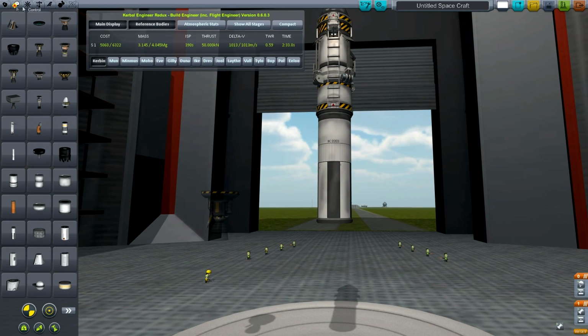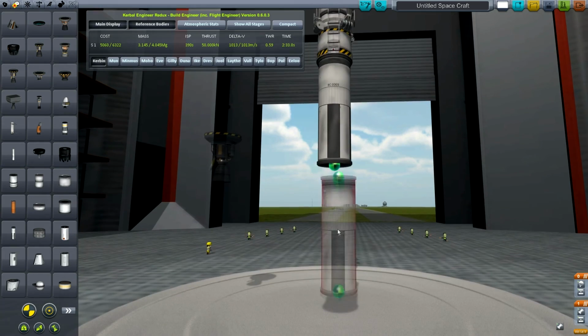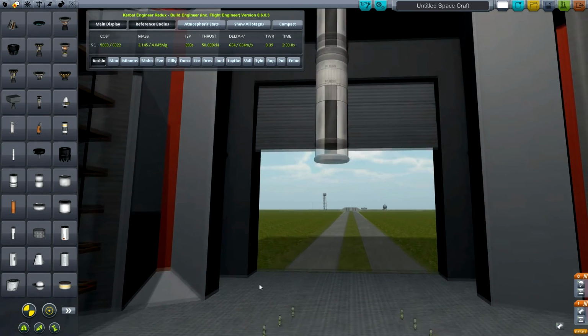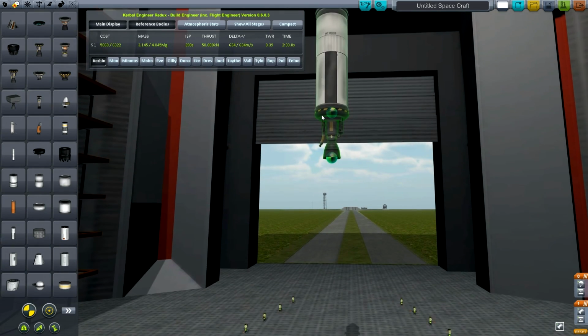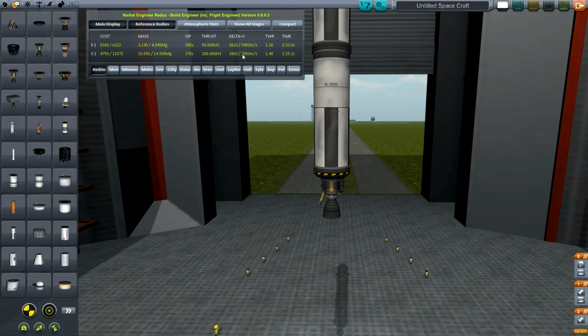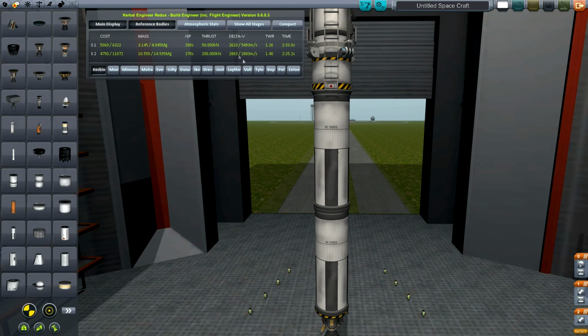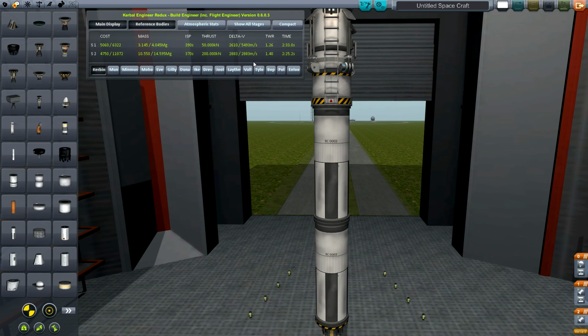So if we take off that and add another fuel tank, we're going to go with the idea of being able to use this as part of the ascent as well. Put that there. 2,800. So if we combine 4,700 with 800, 7, 8, 9, 10, 11, 12, 13, 14, 15, we're looking at about 1,500. So 5,500 delta V.